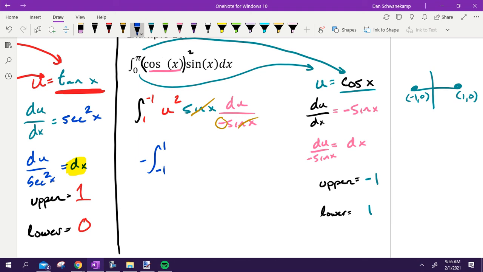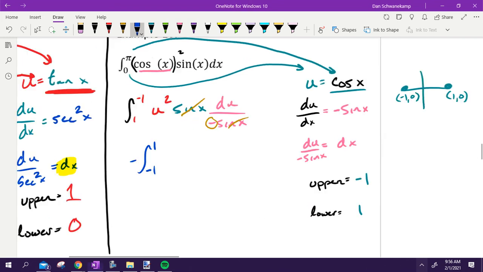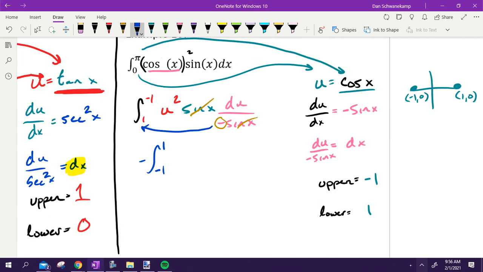If I do that, what else do I have to do, though? Change the sign. So I'm really changing it twice. The first time I changed it because I took this negative and put it out in front. The second time is because I flipped the bound. So it's really going to be a positive integral after all that, u squared du. Then we go ahead and integrate.